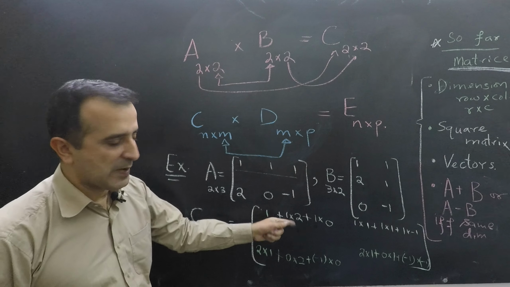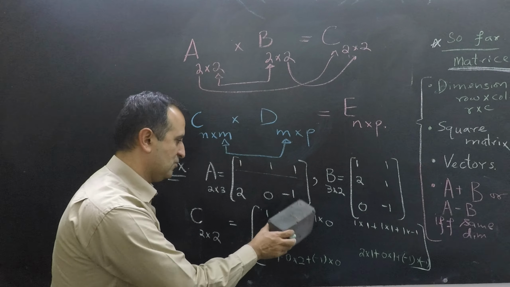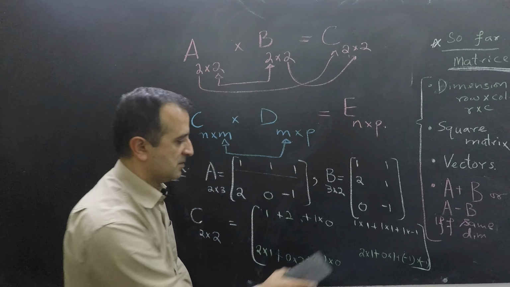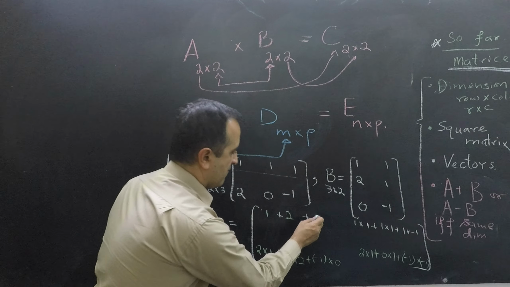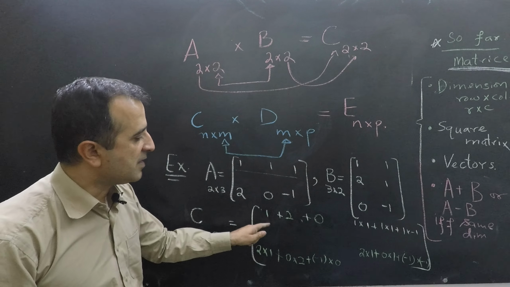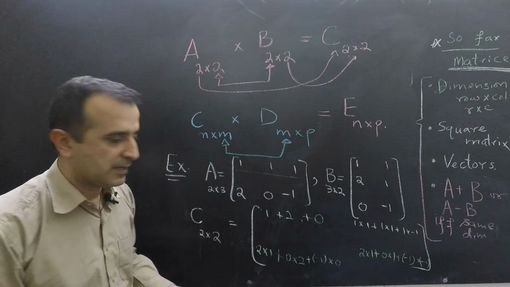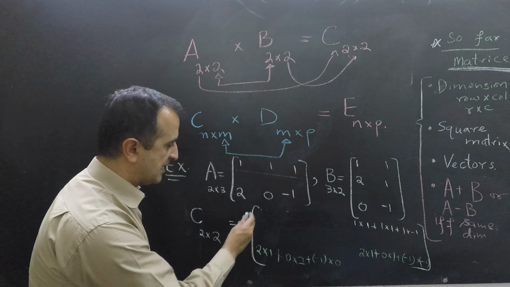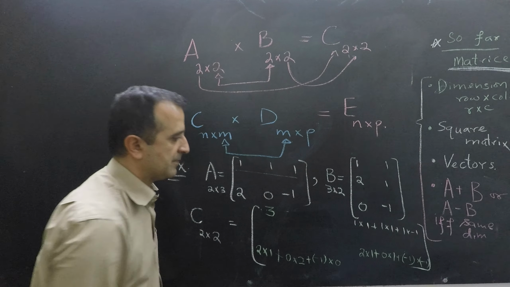And 1 times 2 will be very difficult. 2. And 1 times 0 is going to be 0. And when we add 1, 2 and 0, our answer is going to be 3. So our first entry of the resultant matrix is 3.